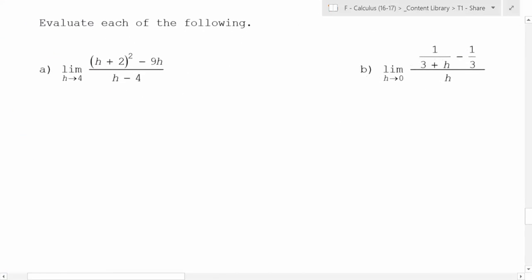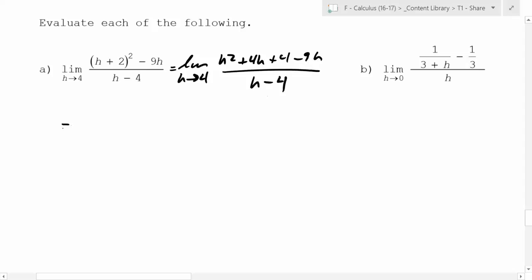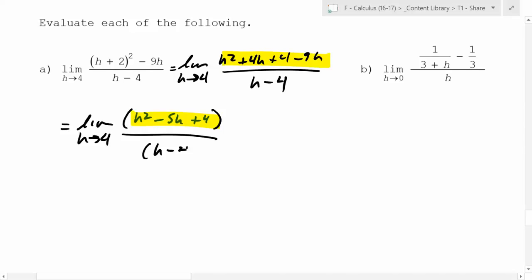So these, let's get to the board, everybody. Find someone that you love for you to write these out really carefully. So, for example, you would say that this is the limit as h goes to 4 of (h squared plus 4h plus 4 minus 9h) over (h minus 4) equals the limit as h goes to 4 of... does something cancel? What do we have here? h squared minus 5h plus 4. That's what the numerator turns into, right? And then what's it over? h minus 4.